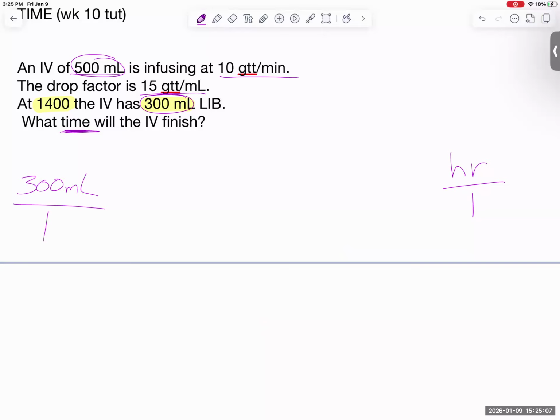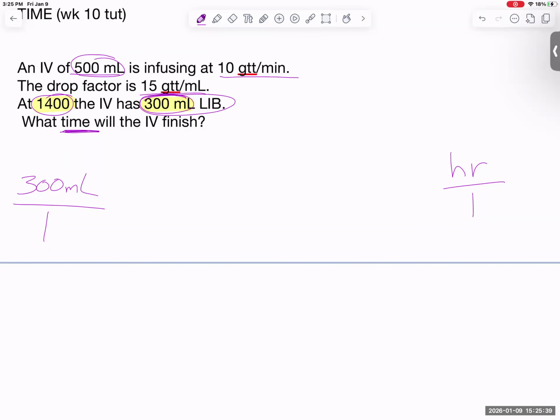You're right. That's what is left in the bag at the time that we got there. I don't care what Sarah did 2 hours ago. I walk in the room and I see 300 milliliters in the bag. When am I coming back in the room to hang a new bag so it doesn't go dry and empty and get air in the patient's veins? So I am concerned about what I saw and at what time. So I'm going to always start these questions with what's left in the bag.